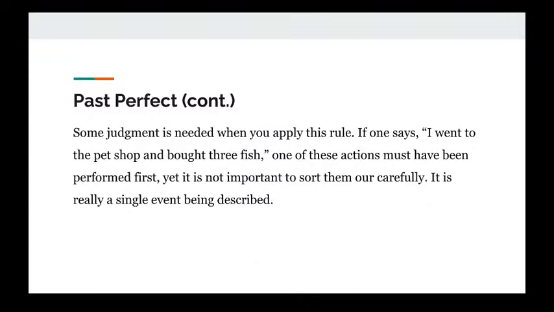So continuing with the past perfect, some judgment is needed when you apply this rule. If one says, I went to the pet shop and bought 3 fish, one of these actions must have been performed first, yet it is not important to sort them out carefully. That should say out, not are. Sorry about that. It is really a single event being described.